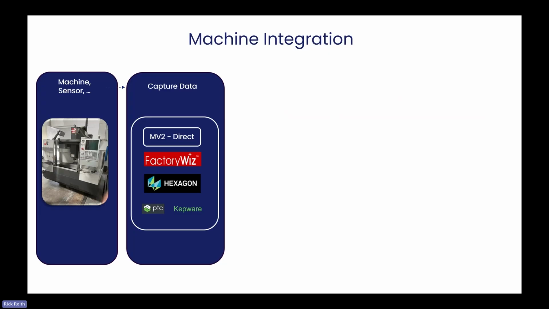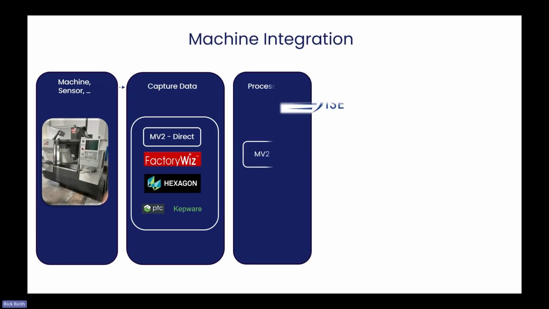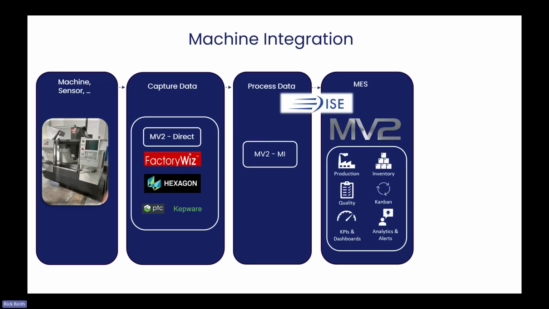Sometimes that machine, like this Haas machine, has the ability to connect through an Ethernet port or an RS-232 connection to send data. What we do is we capture and process that data through our machine integration layer, and then ultimately through our MES application, MV2, to adjust production, adjust inventory, throw up some KPIs, and also do some analytics. And most importantly, in my mind, is start alerting people.